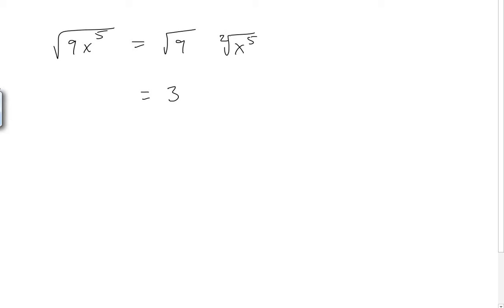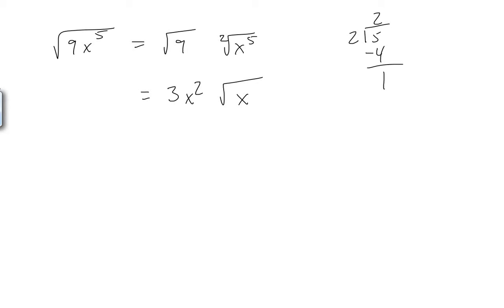Remember the index here is 2. 2 goes into 5 2 times, so that I get an x squared on the outside. On the inside is the remainder, so when I do the subtraction, I get x to the 1st. Or I don't have to write the power, I can just write it as x.